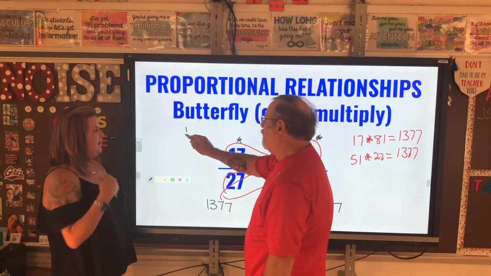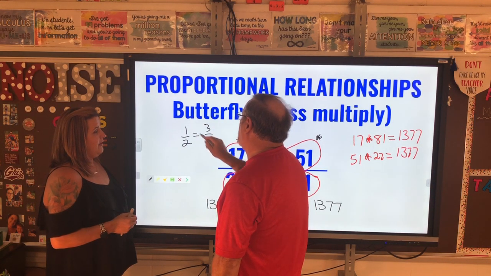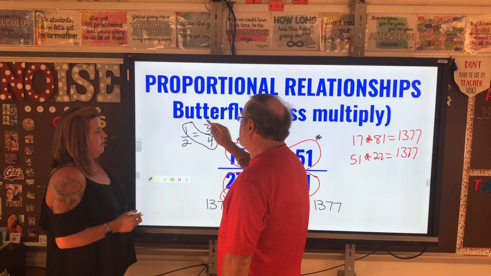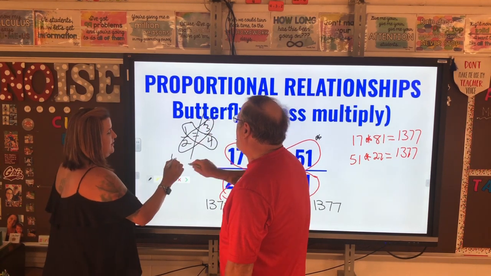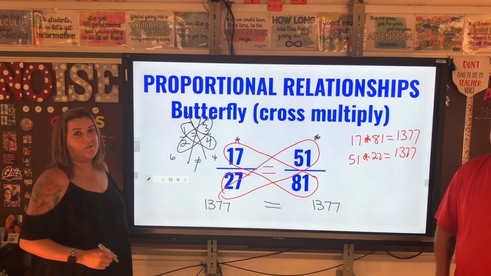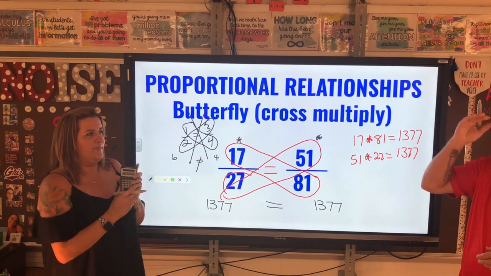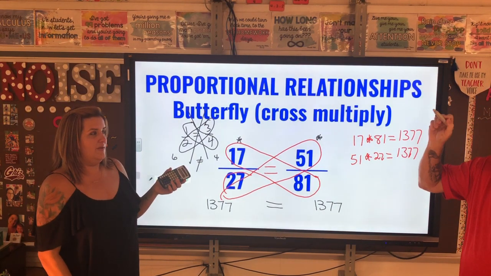So easy to see that, right? 1 over 2 equals 3 over 4. This equals 4, but this equals 6. Not proportional. Not equal to each other. See how easy that is to do? That's kind of why I like it. It's nice and quick, and it's just cross.